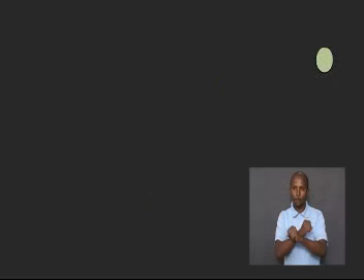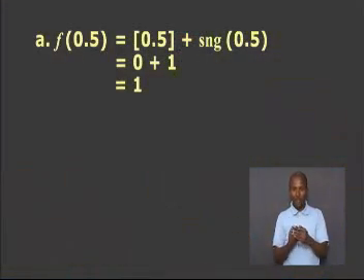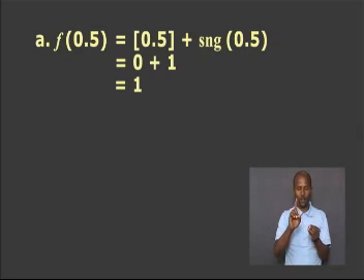Time's up. Let's get back to our lesson. Have you finished, students? Let us review the answers together. We will begin with f of 0.5. The floor function of 0.5 equals 0. The signum function of 0.5 equals 1. 0 plus 1 equals 1.